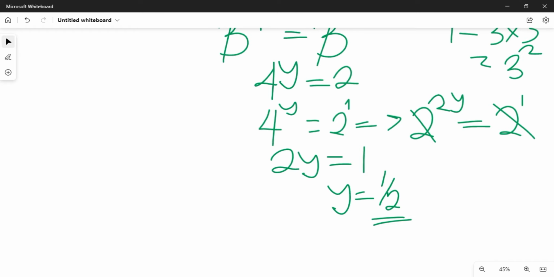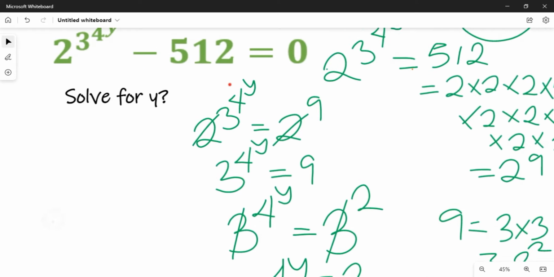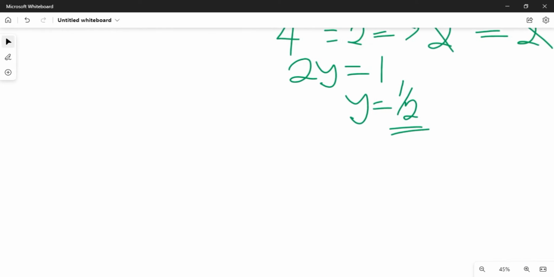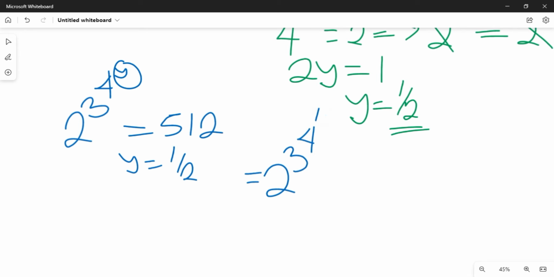Now let's finally check if this solution is correct. Remember, we are asked to find this value, so we are going to check if this solution is correct. We are given 2 raised to power 3 raised to power 4 raised to power y to be equal to 512. Now let's check. We're going to put our y equal to 1 over 2 into this value, and that will give us 2 raised to power 3 raised to power 4 raised to power 1 over 2.